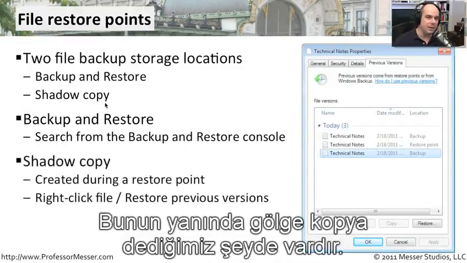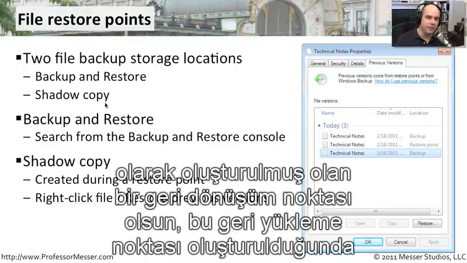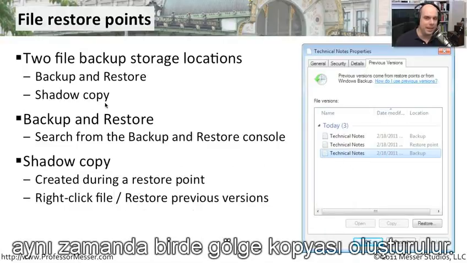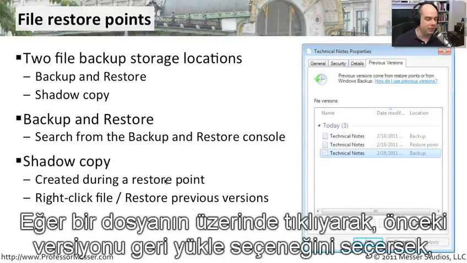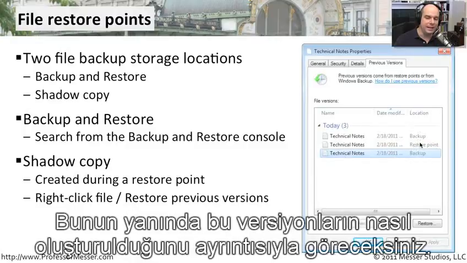There's also something called a shadow copy, and the shadow copy is created when you create a restore point, either a manual restore point or when you have a restore point that's created automatically when you install an application or install a driver. If you right mouse click on a file and you choose restore previous versions, you'll see all of the different versions available to you, and you'll see exactly how those versions were created.